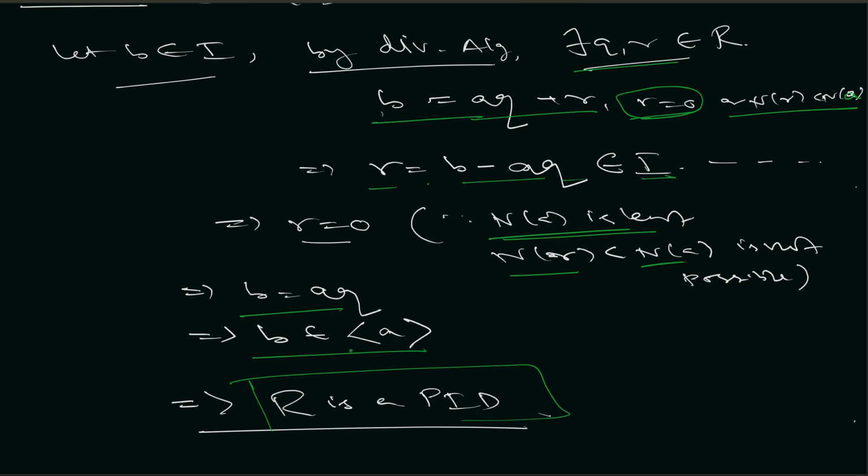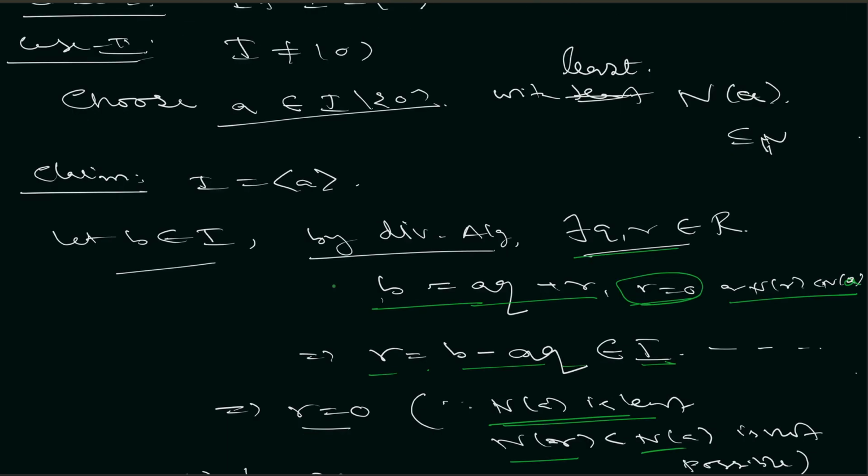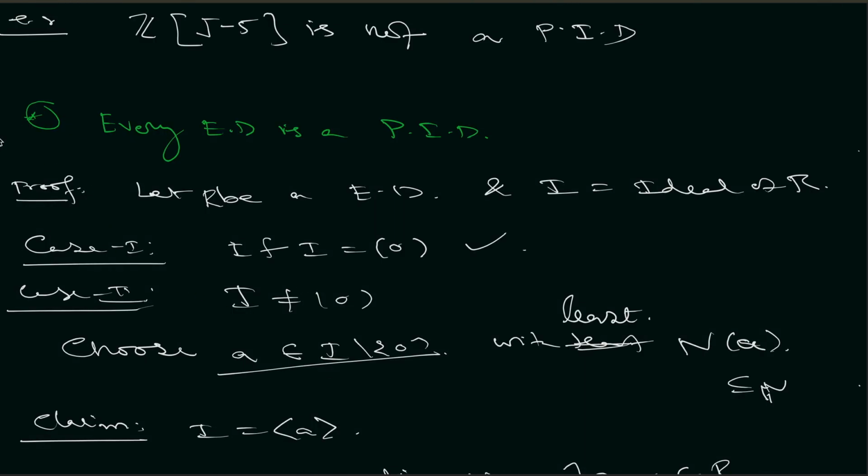So every ideal I is generated by a single element. This implies that every Euclidean domain is a principal ideal domain.